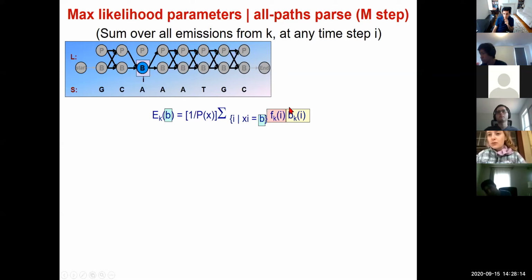And what are we going to be summing? The forward and the backward algorithm at that location. Okay, let's see. This is super crazy complicated, but if you guys are following, I will be very, very happy.